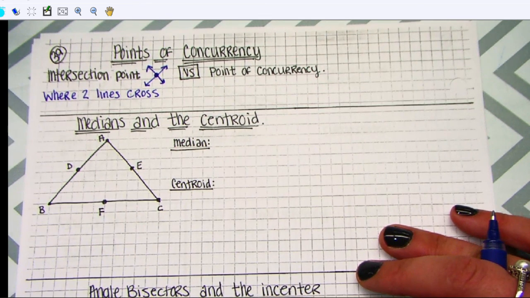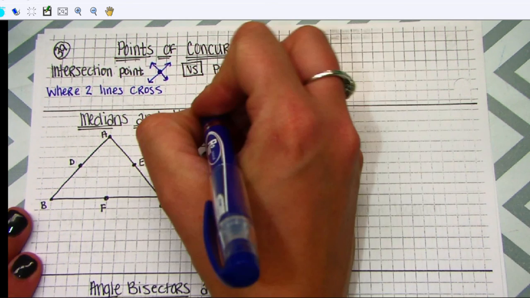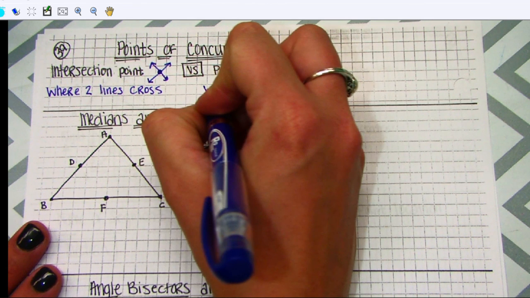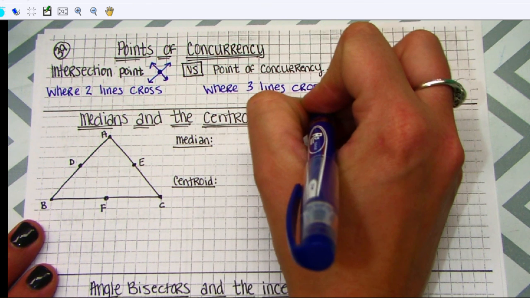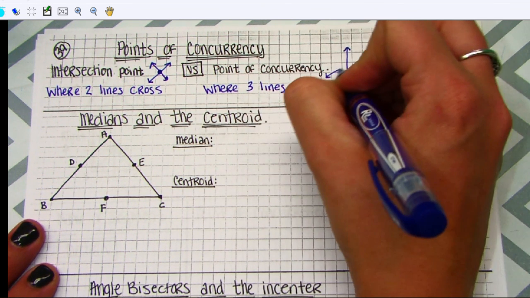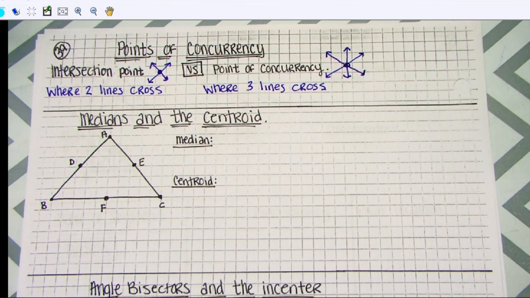Since we're in the topic of triangles, triangles have three sides and three angles, which means when triangle pieces and the segments within them cross, that's called a point of concurrency. A point of concurrency is where three lines intersect or cross. So when we get to a triangle, you'll have 3 lines crossing to form a point of concurrency. An intersection is when 2 lines cross. A point of concurrency is when 3 lines cross.